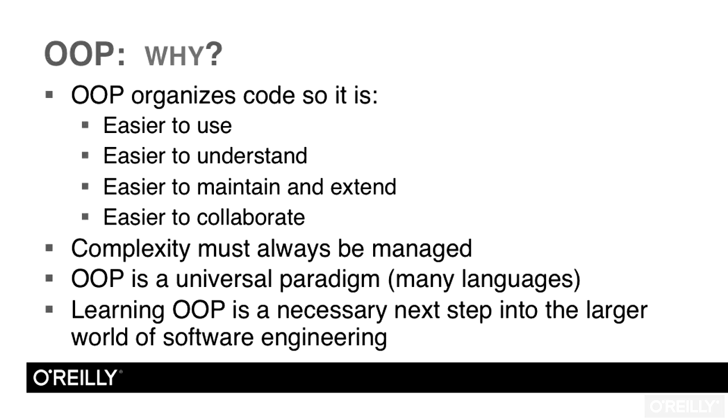Now, it's going to take several lessons, really, for it to become clear to you exactly why we need object-oriented programming. The short answer is that it just makes our lives easier. And when we have very complex programs, objects make it so much easier to handle the complexity, also to work with other developers on the same code, and to communicate exactly what the library does to people who might use it. For this reason, object-oriented programming is a universal paradigm used in many languages. And it's safe to say that learning object-oriented programming is a necessary next step into the larger world of software engineering.